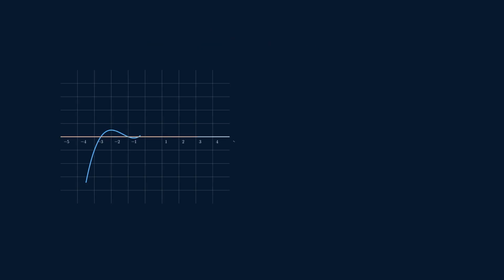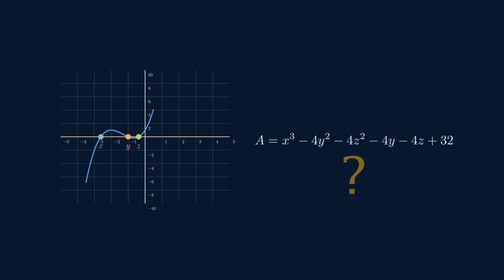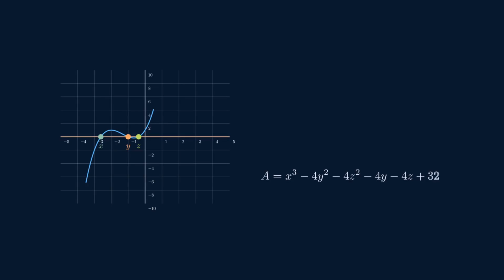Now, we are asked to find the range of values for an expression A, which is A = x^3 + 4y^2 + 4z^2 + 4y + 4z + 32. Sounds complicated, right? Don't worry, we're going to break it down systematically. The key here is to connect these roots, x, y, z, with the coefficients of the cubic polynomial. And that's where something called Vieta's formulas come in.